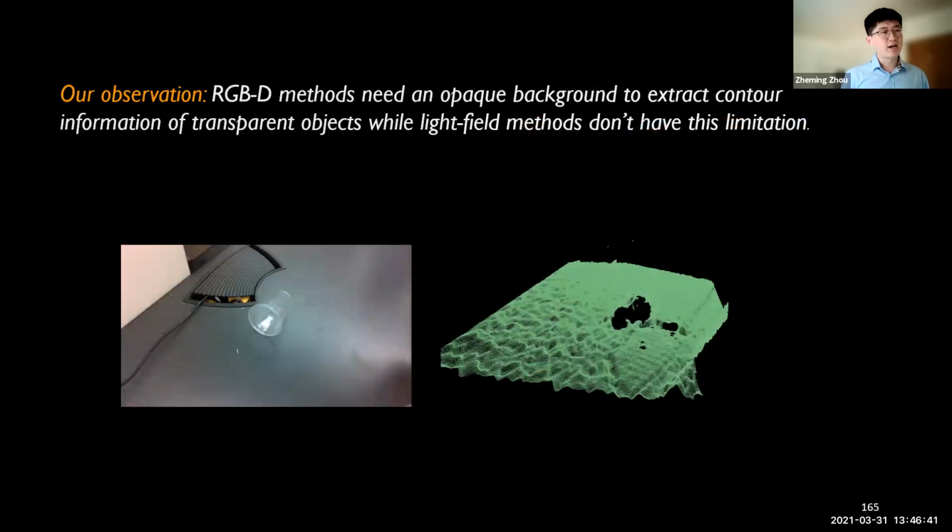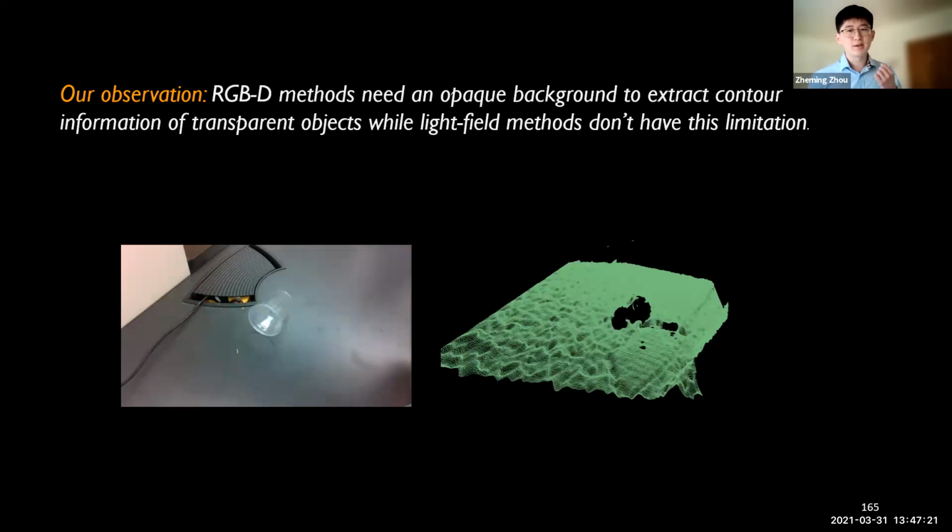Then we further ask ourselves: what is actually the benefit of using light field over RGBD perception for transparent and translucent objects? One observation is that all those RGBD-based methods need an opaque background to extract the contour information of the transparent object, because they are kind of doing a binary classification. If there are valid readings, it's not a transparent object; if there are none, it's a transparent object. The light field camera doesn't have this limitation because it directly looks at the surface reflection properties in the light direction domain.